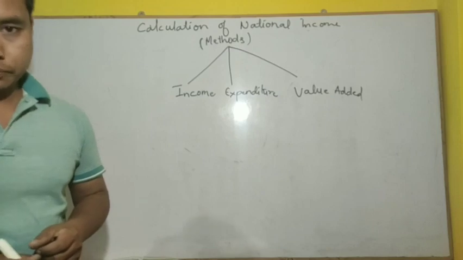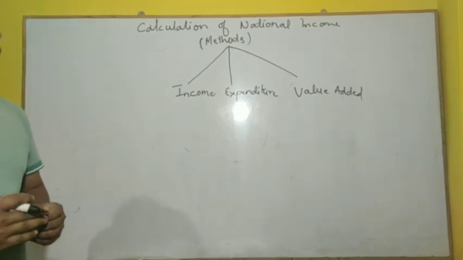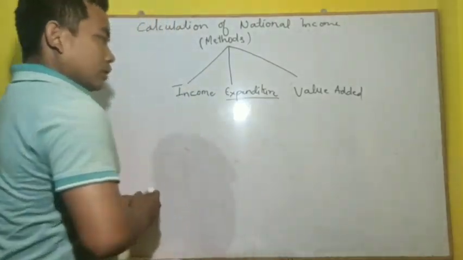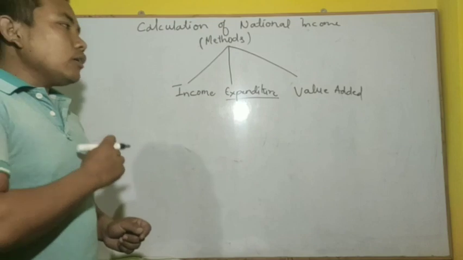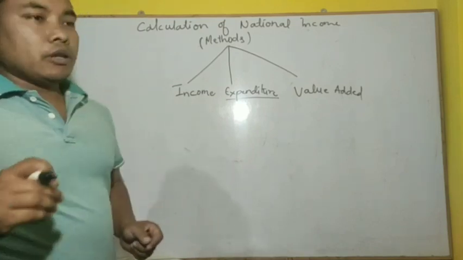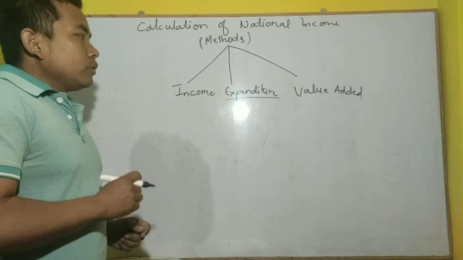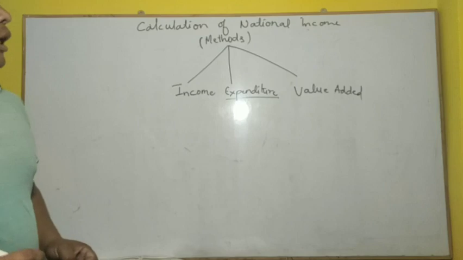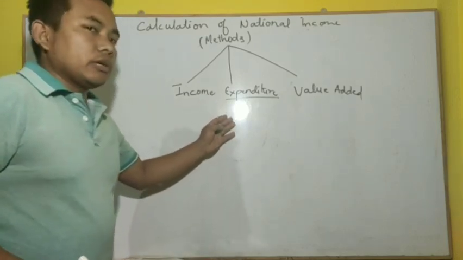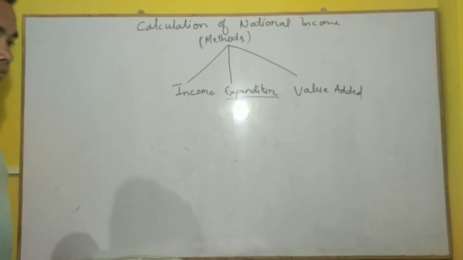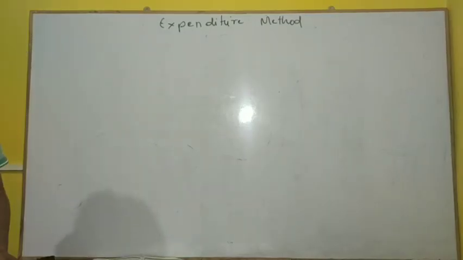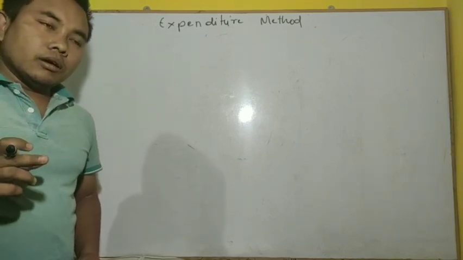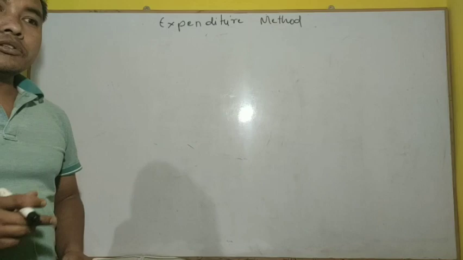But for today, specifically, I will be talking about the expenditure method of calculation of national income. How can we calculate national income using this expenditure method? We will be talking about the different values that we have to consider in the calculation of national income under the expenditure method. Now, let's go to the expenditure method of calculation of national income.